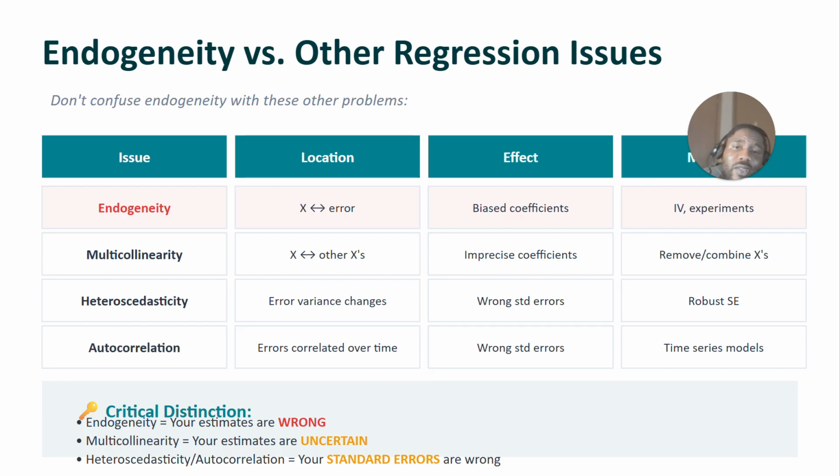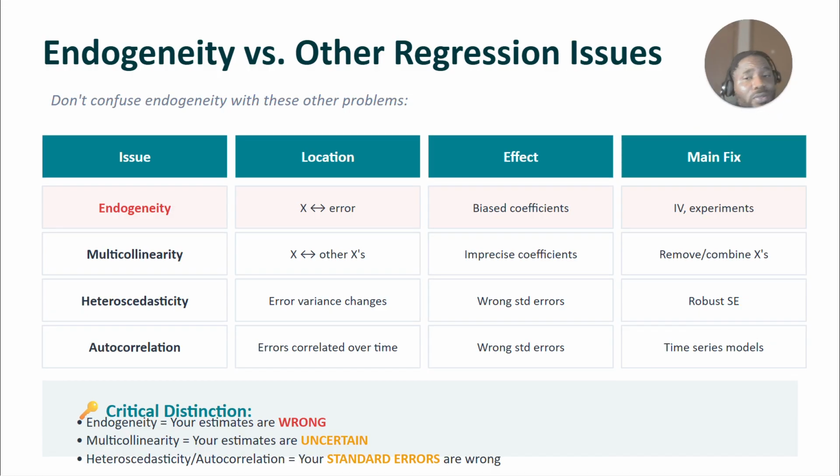So here, endogeneity. Before we wrap up, I also want to introduce you to other things briefly. Endogeneity: the problem is that x is correlated with an error term. The effect is that your coefficient is biased. They are systematically wrong. The main fix is using instrumental variables or experiments.